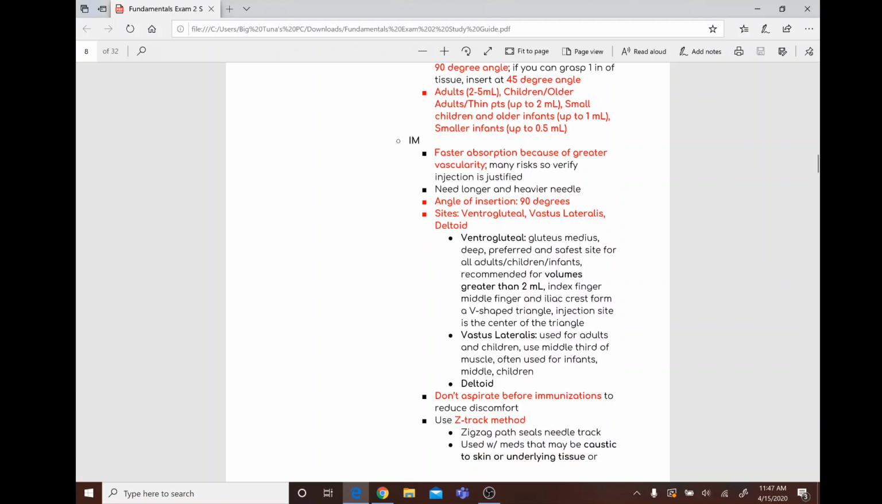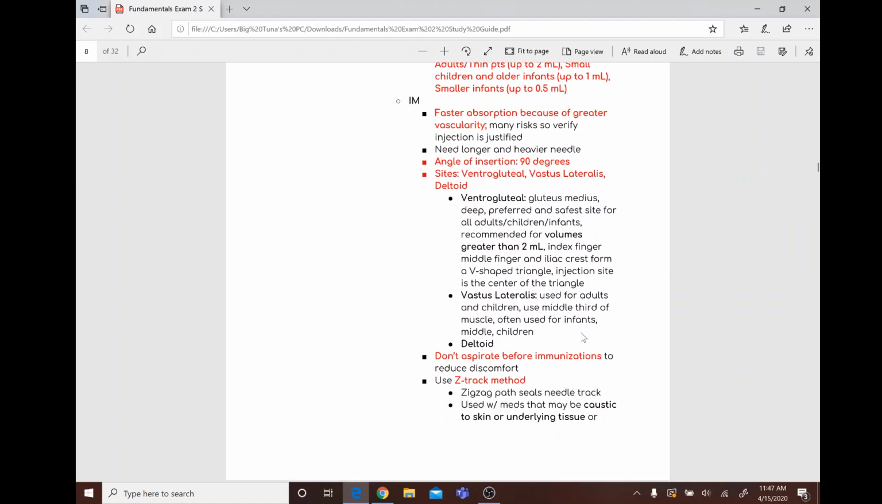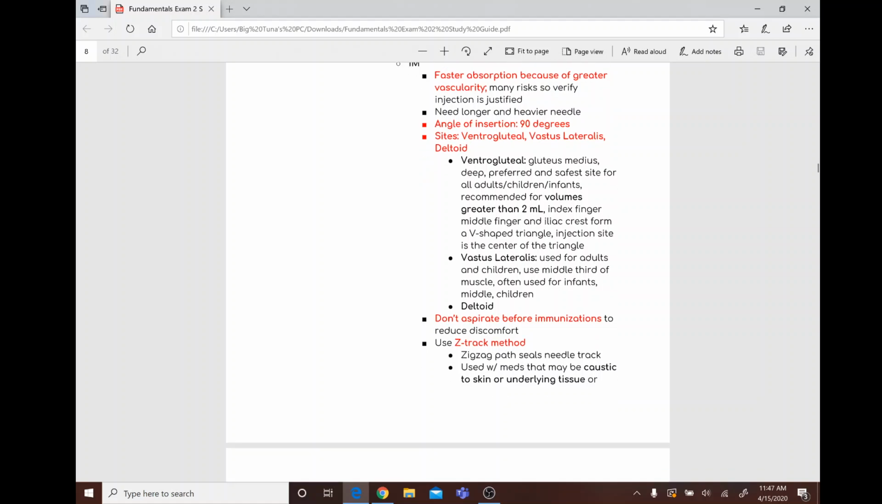Then you've got vastus lateralis, used for older adults and children. Use the middle third of the muscle, often used for infants. And the deltoid.